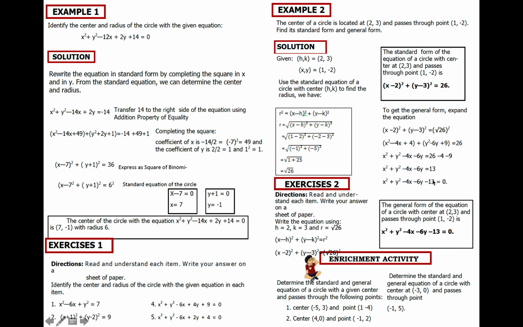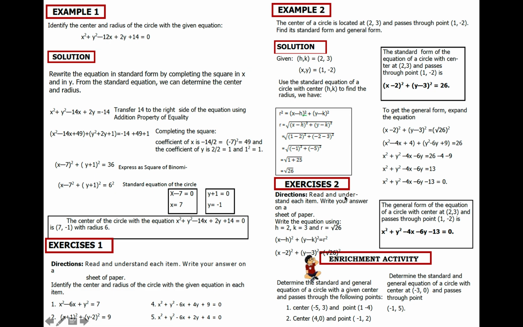Therefore, the general form of the equation of the circle whose center is at (2, 3) and passing through (1, -2) is x squared plus y squared minus 4x minus 6y minus 13 equals 0. This is the general form. This is the standard form. Okay, that's it.